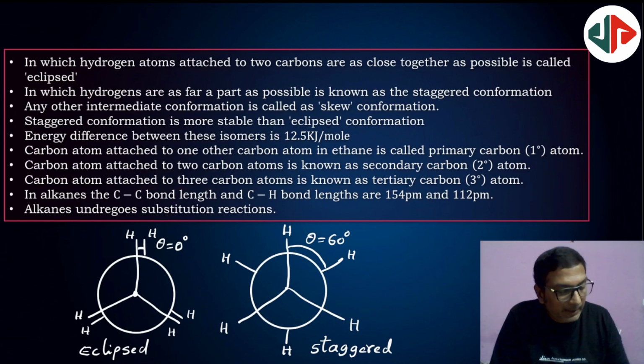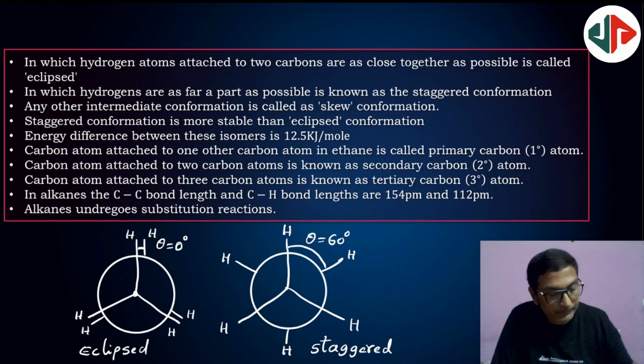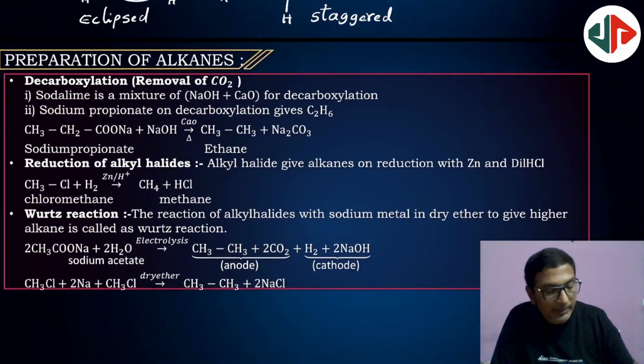Next here, alkane C-C bond length 1.54 angstrom units, or 154 picometers. C-H length 112 picometers. Next, so due to saturation, alkanes undergo substitution reactions. Next, preparations.